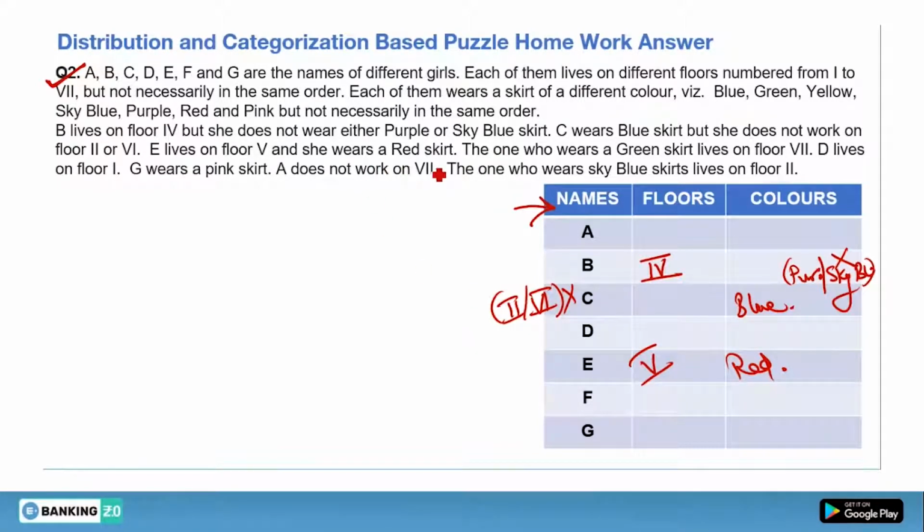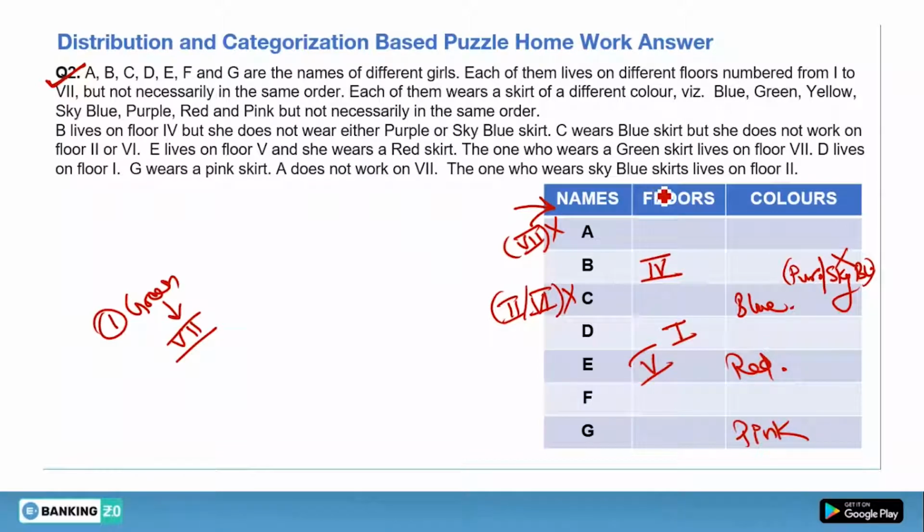Now the one who wears green skirt lives on floor 7. We don't know the name of the person with the green skirt, so what we will do? We will make its footnote. In front of green skirt, we know that floor 7 must come. D lives on floor 1, so floor 1 goes in front of D. G wears pink skirt, so we fix pink in front of G. A does not work on floor 7, so in front of A, 7th floor cannot come.